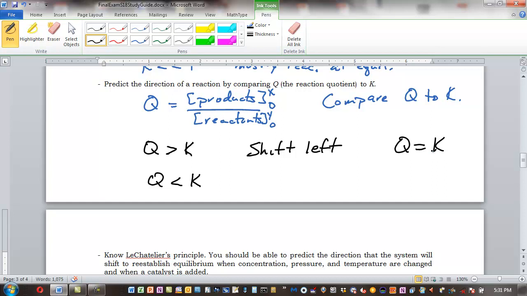we get a smaller Q value. The other direction, Q less than K, Q is too small. How do we make Q larger? Shift right. Shift right, we make more product. So if we make more product, our value will get larger.